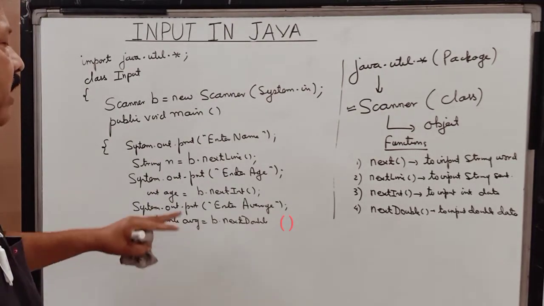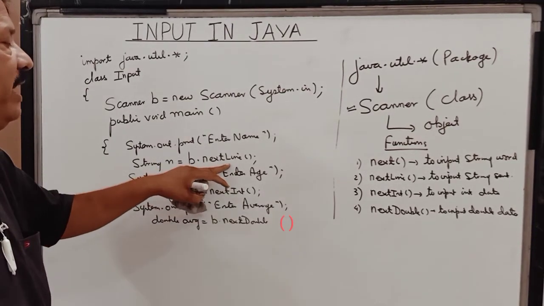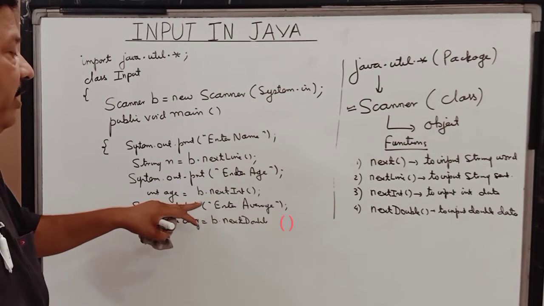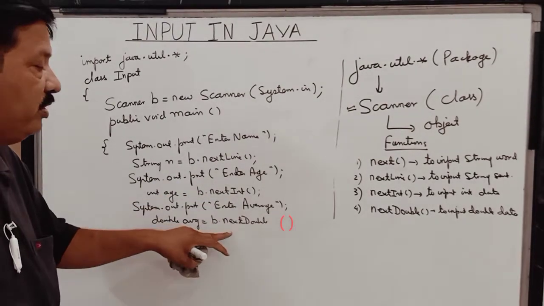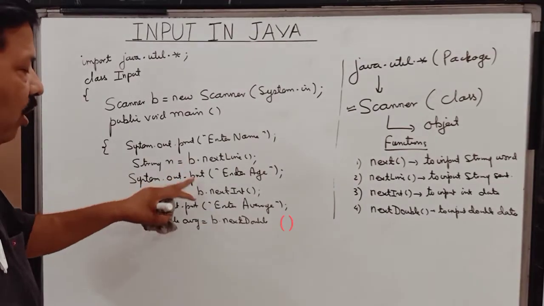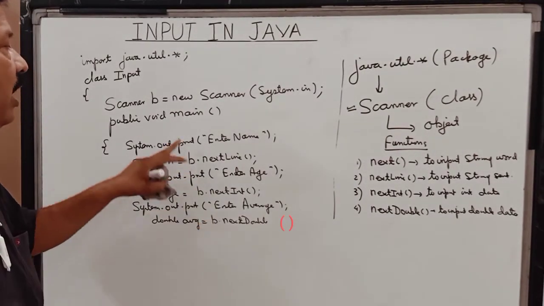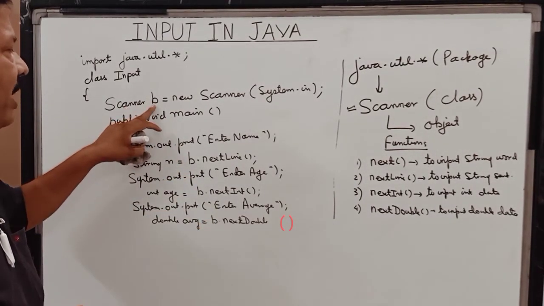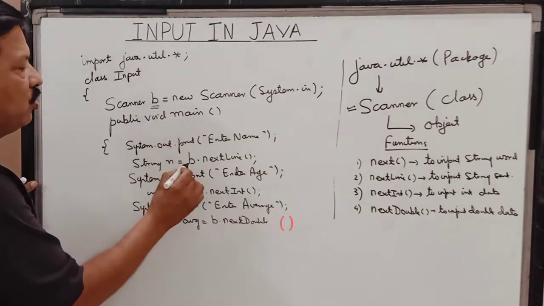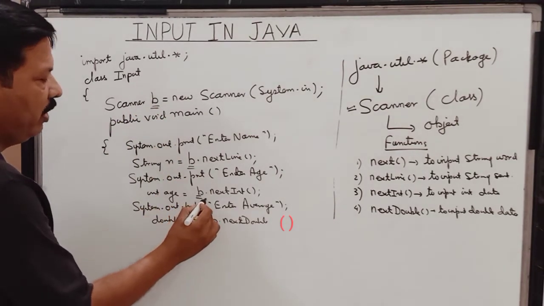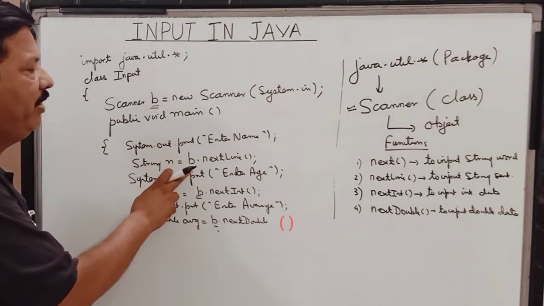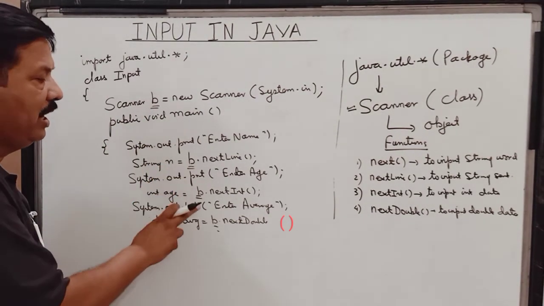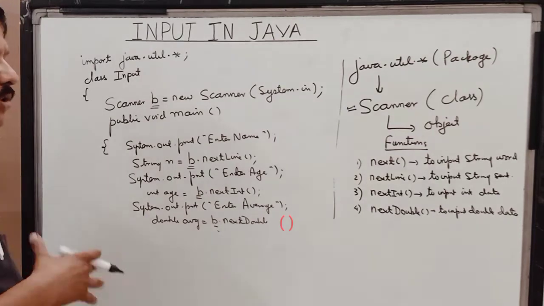So children, to enter a string value, I use next line. To enter an integer value, I use next int. To enter a double value, I use next double. And children, in all these functions, I am using the object of the scanner class, which I have created over here as B. So I have used this B over here also, here also, here also. If I would have taken this as x, then I would have written here x dot next line, x dot next int.